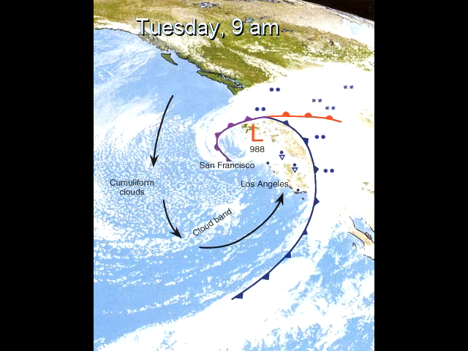The next short wave is approaching. Will it cause the next series of thunderstorms? Also, will the storm system that's off the coast deepen or fill? These are the next questions that the meteorologist will have to answer.